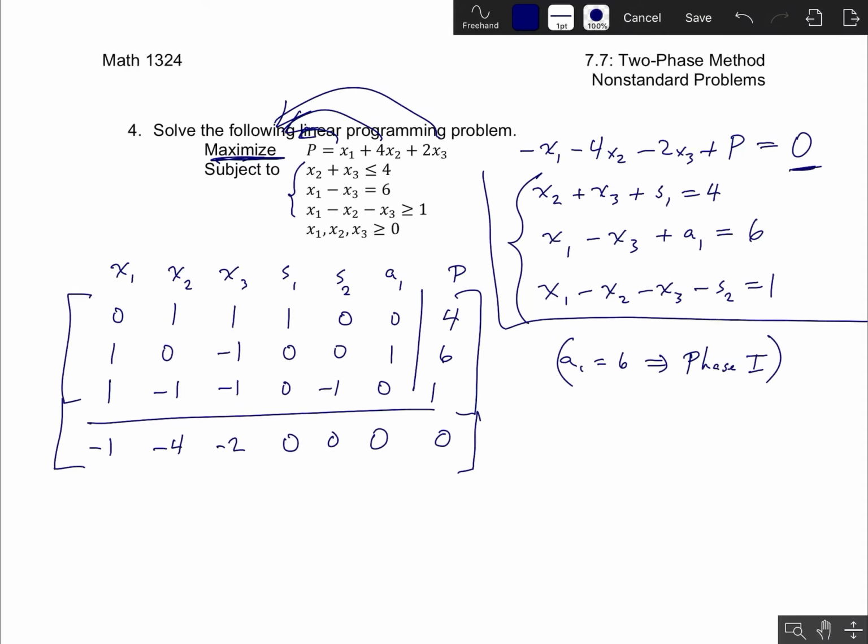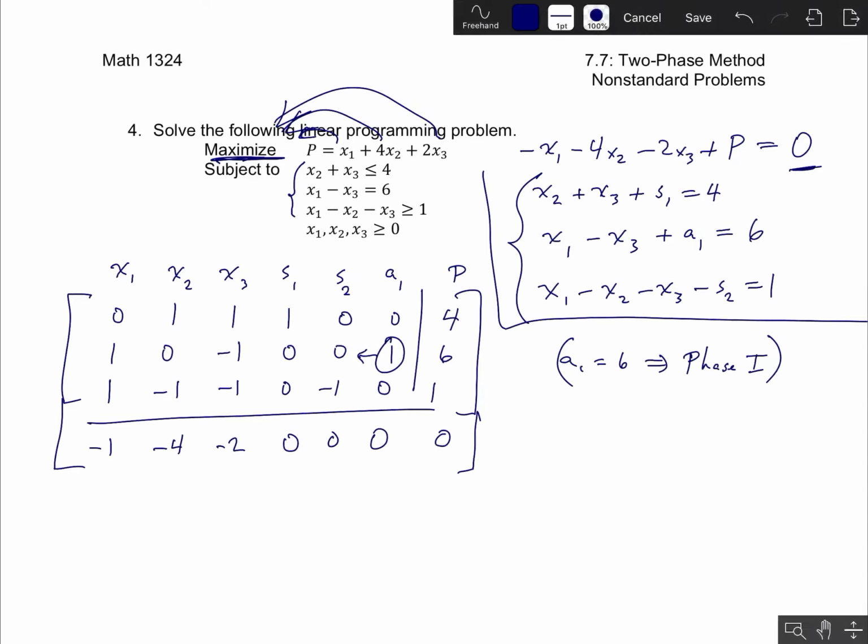So we're in phase 1. We need to be fixing the artificial variable. Phase 1, if you have artificial variables, phase 1 will always start with fixing the artificial variable. So you always do artificial variables first, and then any negative surplus variables. And then after that, you can move into phase 2.